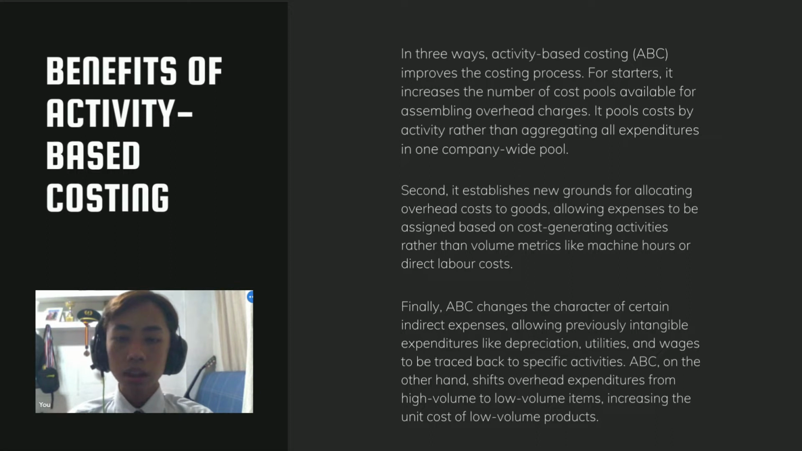Finally, ABC changes the character of certain indirect expenses, allowing previously intractable expenditures like depreciation, utilities, and wages to be tracked back to the specific activity. On the other hand, it shifts overhead expenditure from high volume to low volume items, increasing the unit cost of low volume products.